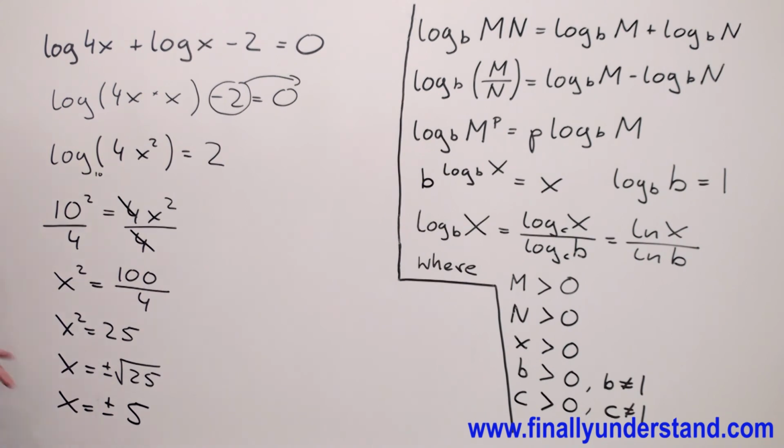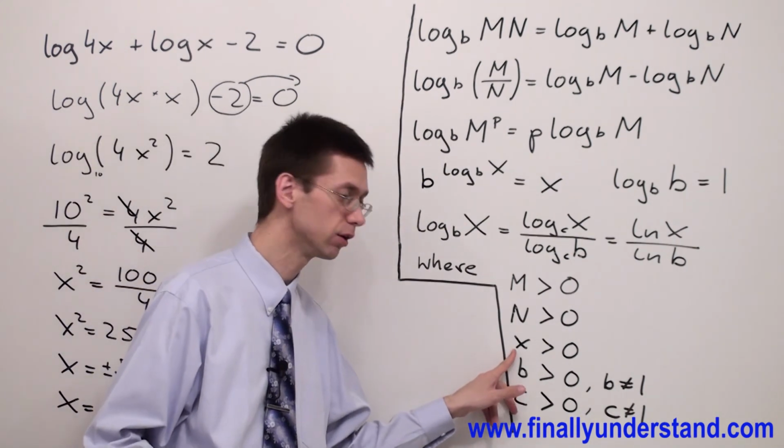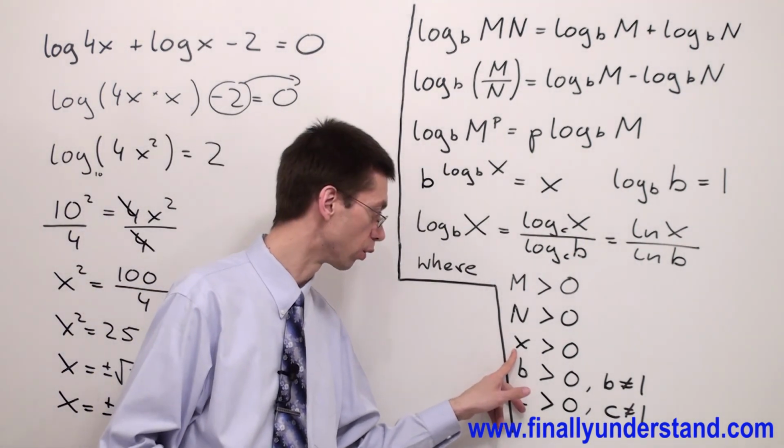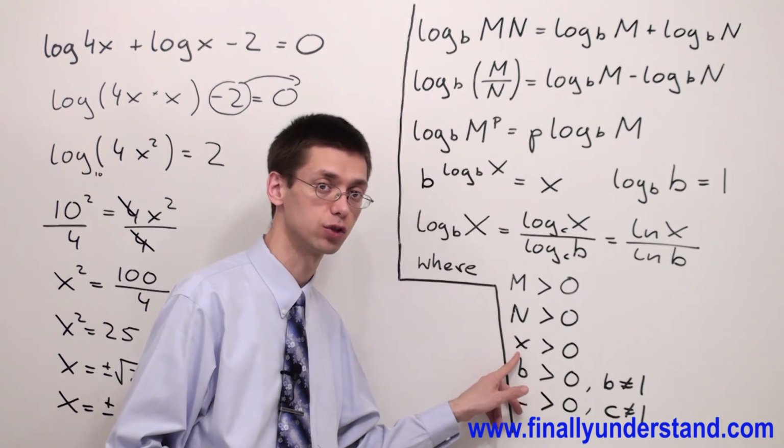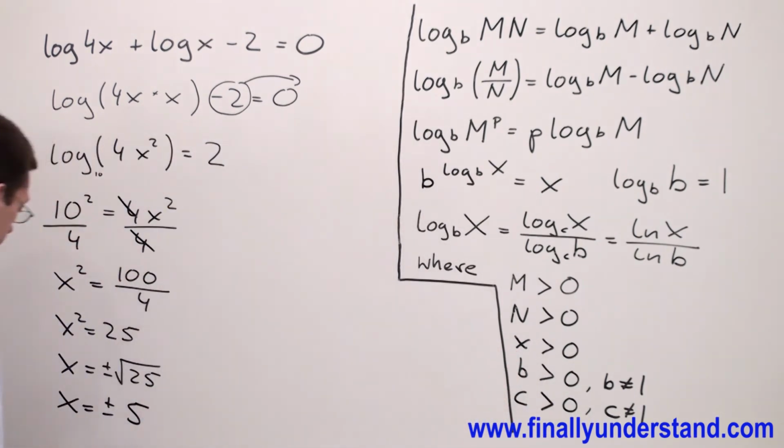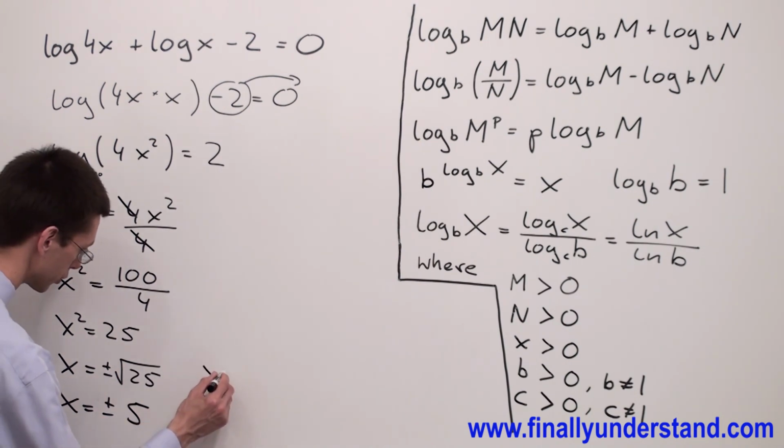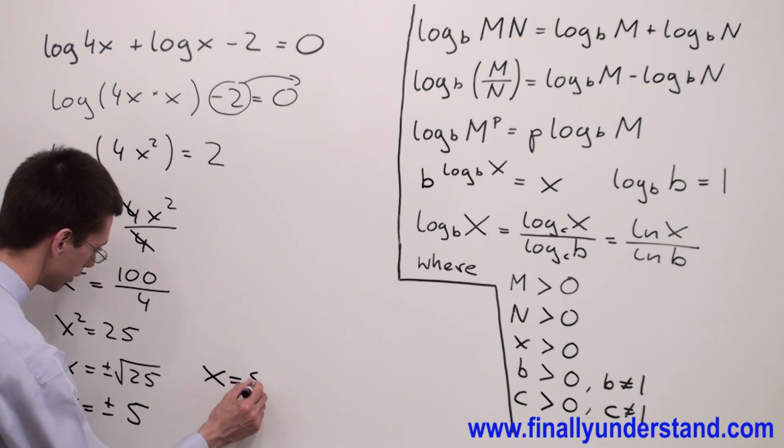Please notice that x, the domain of the logarithm, has to be always greater than 0. That's why we are not going to consider the negative answer. And the final solution is x equals 5.